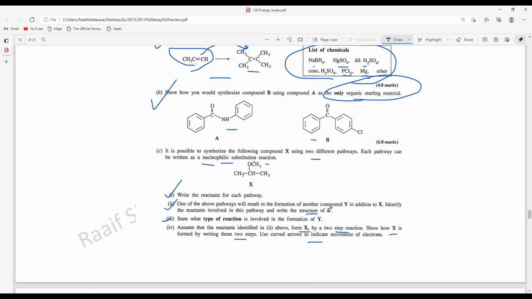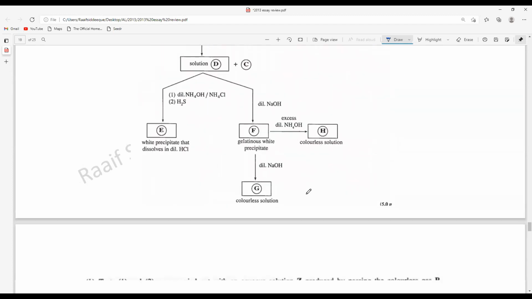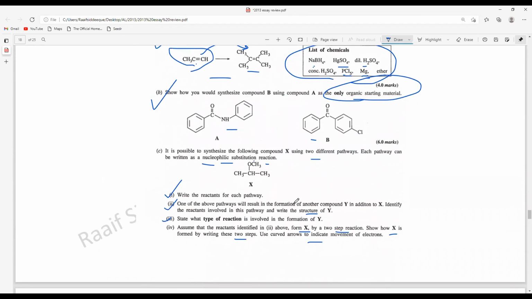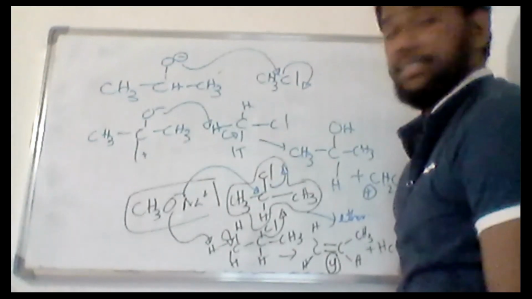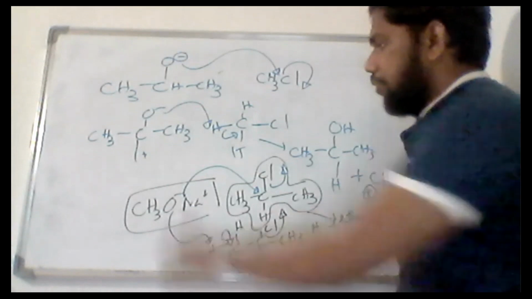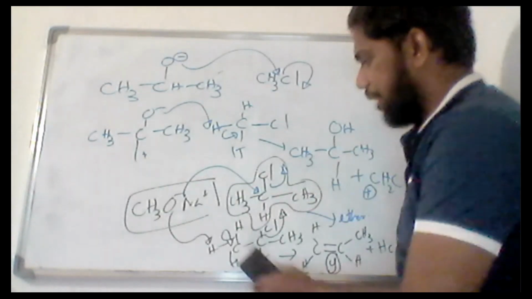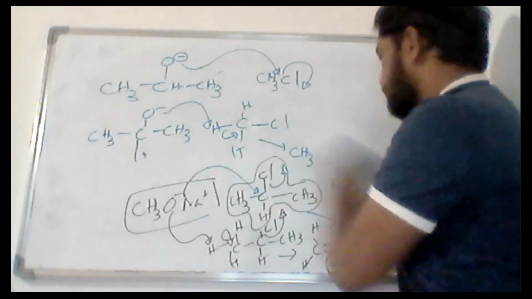Okay, I will stop sharing again. Assume that the reactants identified in 2 form X. Okay, this forms X by a 2-step reaction. They are asking about the mechanism. So the idea is that, what is the mechanism? The first step is formation of this carbocation.